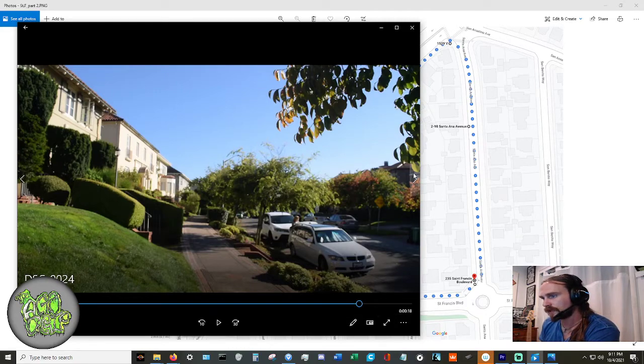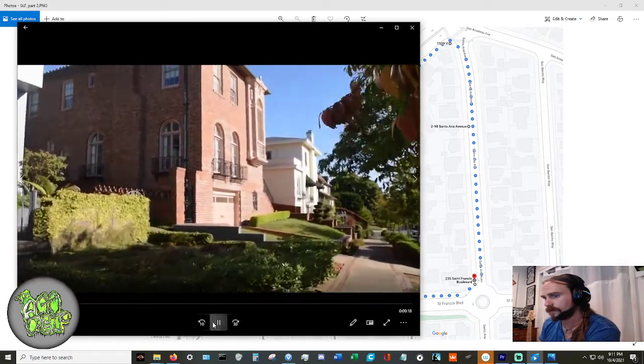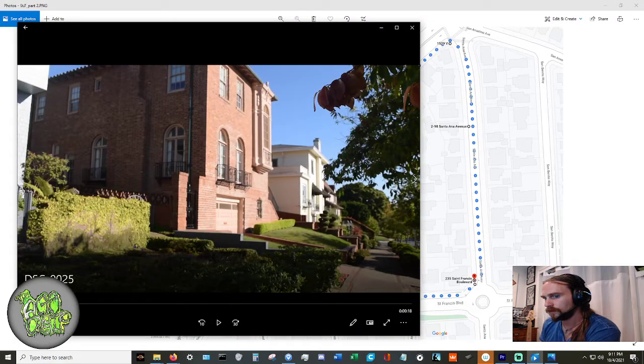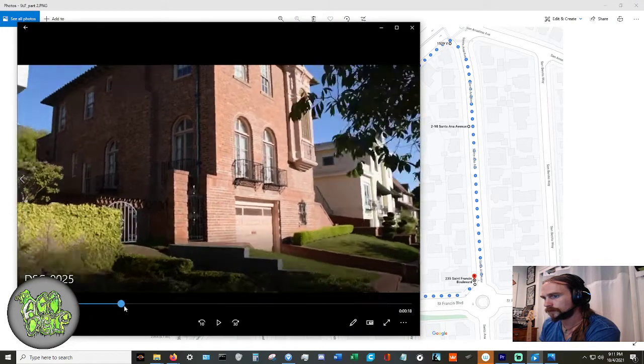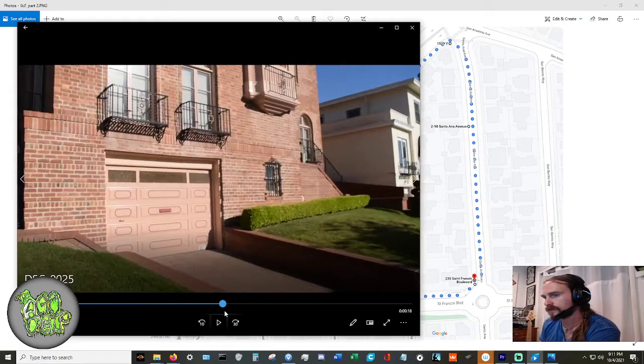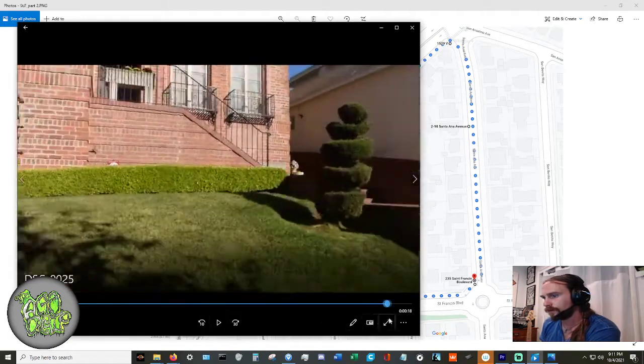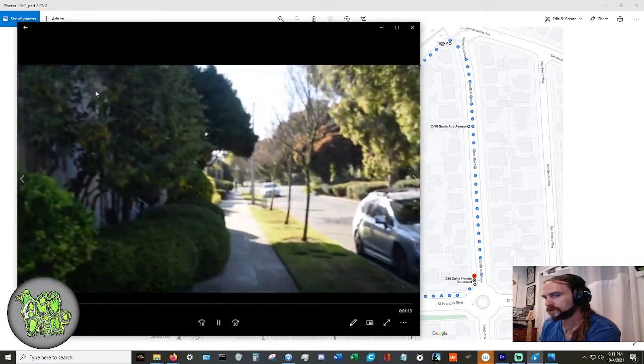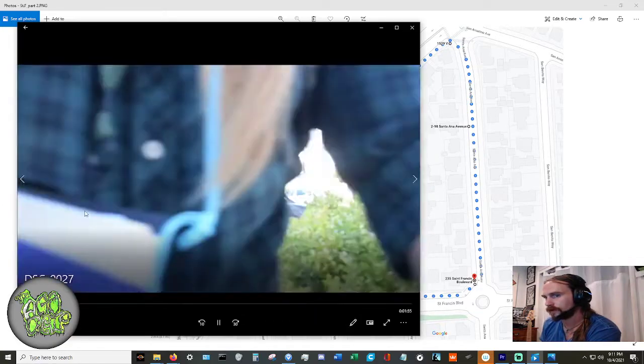So in the next clip, I'm traveling down San Leandro. Again, it's nice and level. It's very smooth. Oh, yeah, I liked the brick house. That was kind of cool. And then I skipped that clip. Hang on, let me go back.